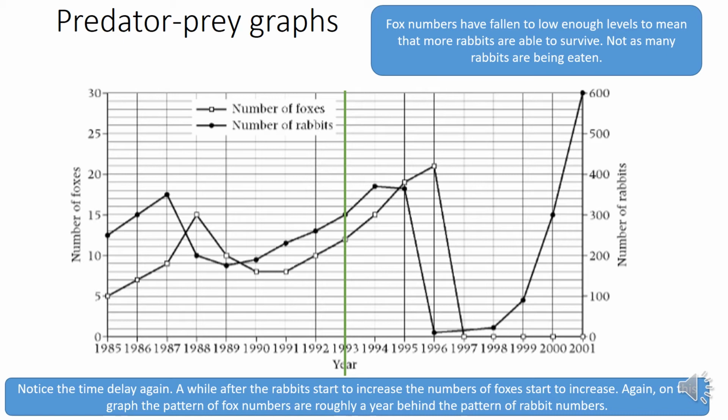So the rabbit numbers start to increase between 1989 and 1990, and the fox population doesn't start to increase until 1991 to 1992. You'll notice that there are always fewer foxes than there are rabbits, much fewer. So here in 1993, there are still only 12 foxes, but now there are about 300 rabbits.